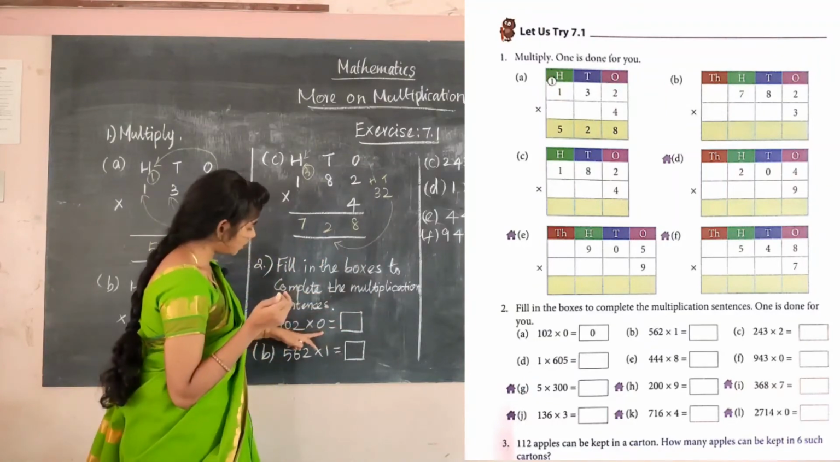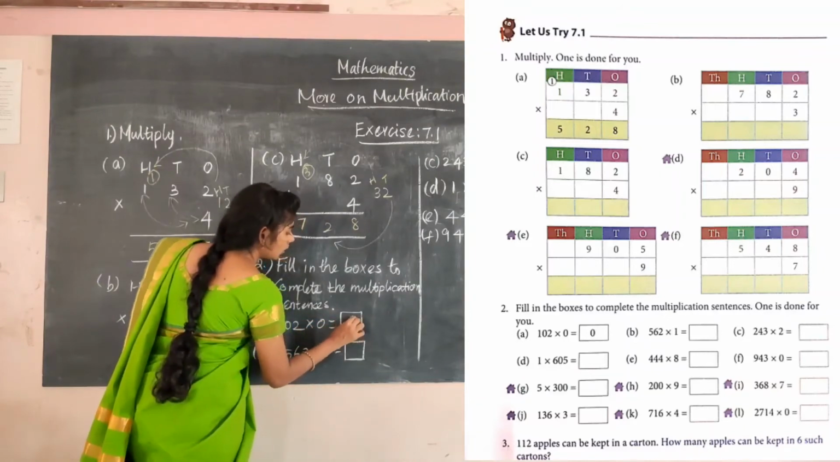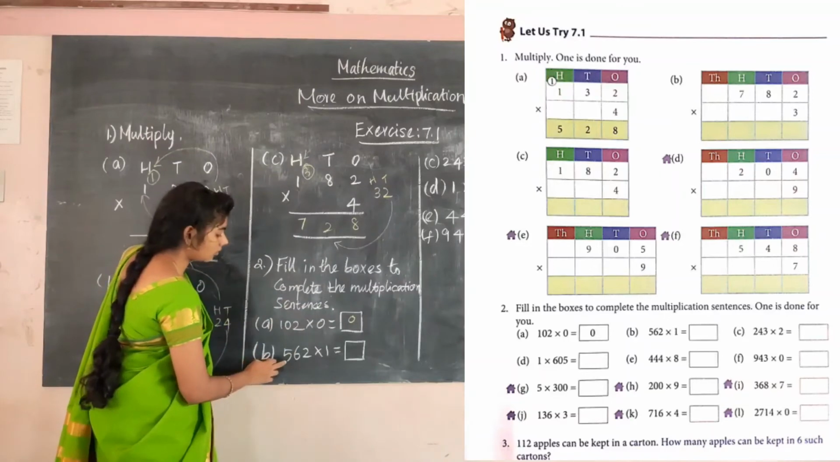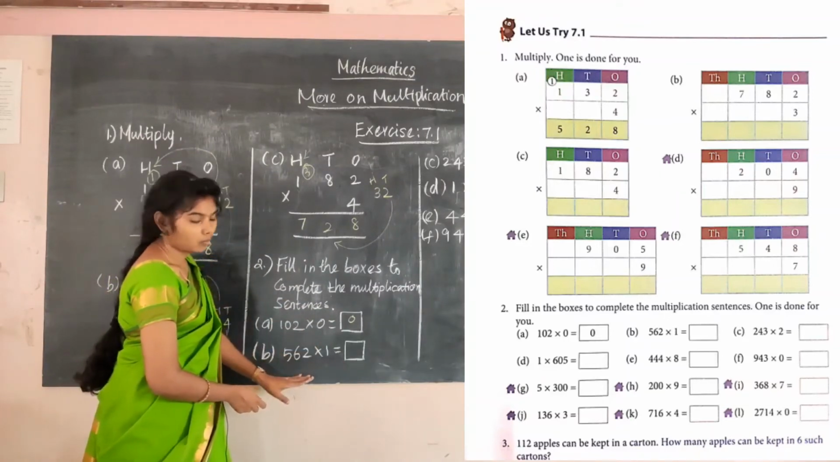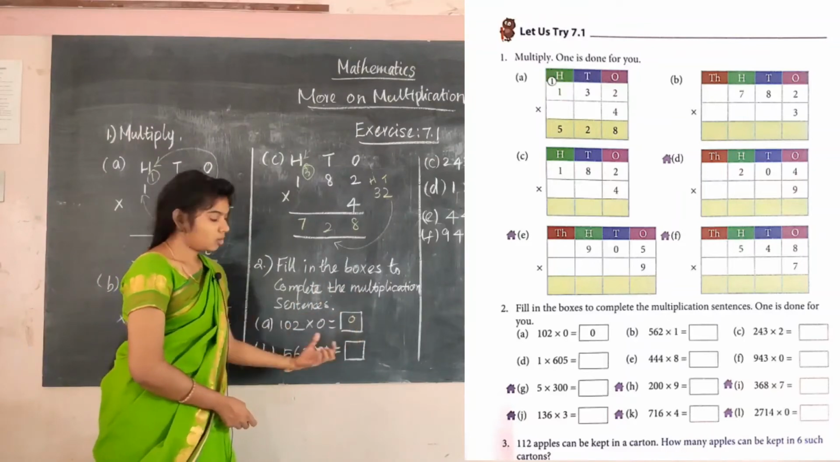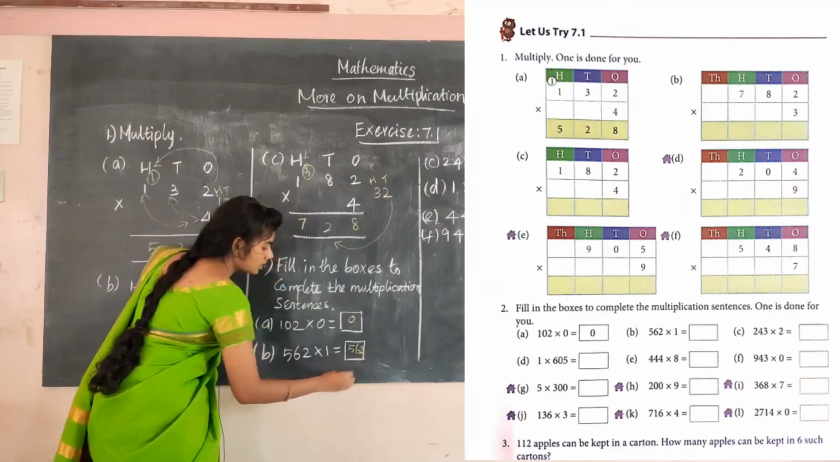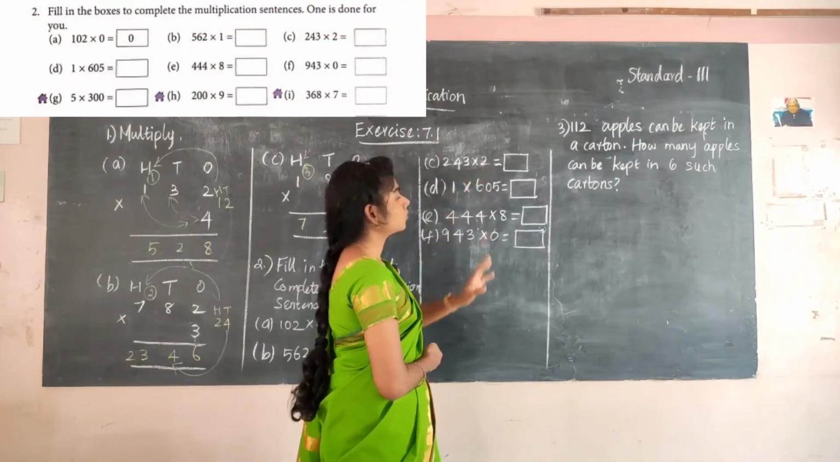So here 0 is given. So the answer is 0. While you are multiplying 0 with any number, you will get the answer as 0. And here see the next one, 562 into 1. So while we are multiplying 1 with any number, that number will be the answer. So the answer is 562. And see the next one, 243 into 2.